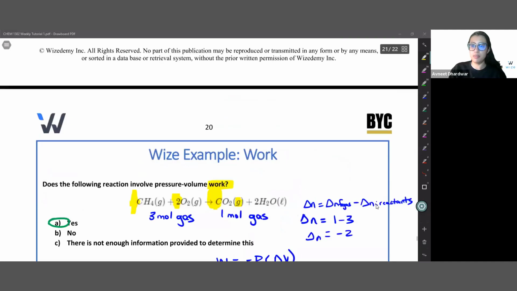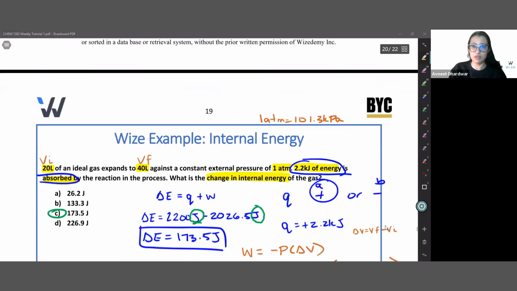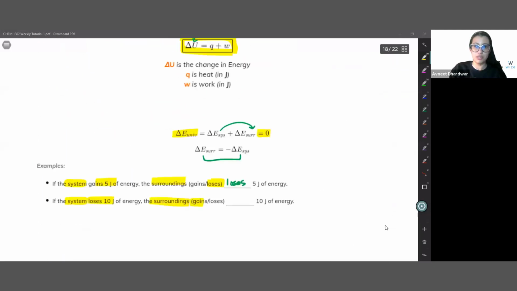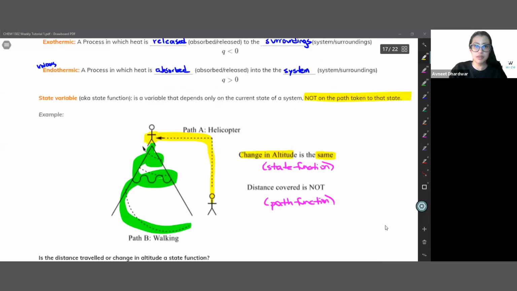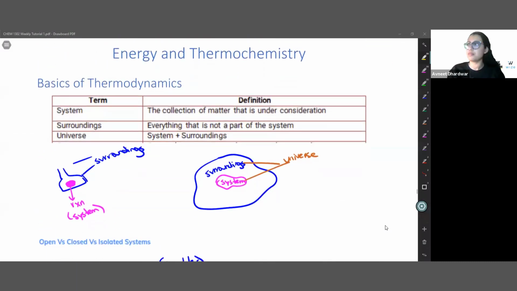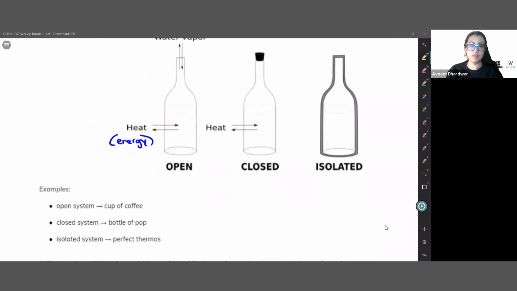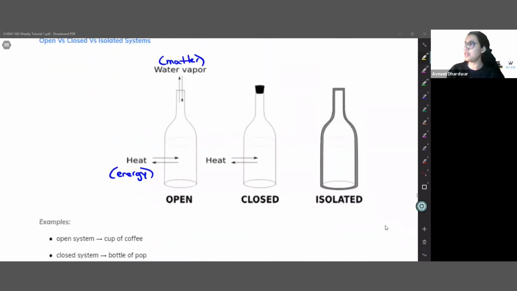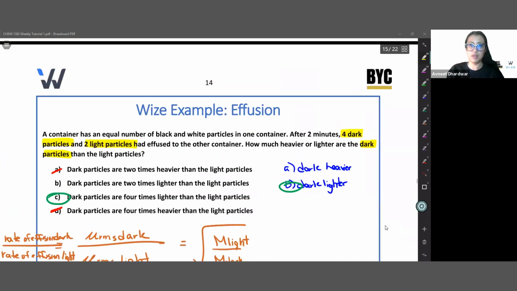Okay, someone wants to see page 15 quickly, and then I'll go through the last question that somebody had about the work equation. So that's all I had for page 15. Page 11 we'll do quickly.